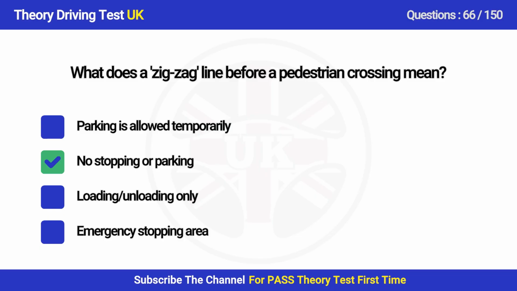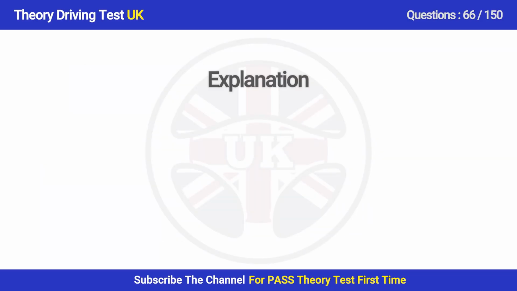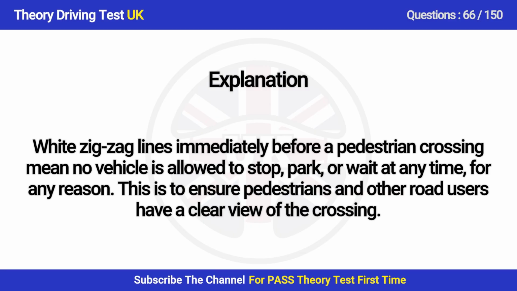Answer is B. No stopping or parking. White lines immediately before a pedestrian crossing mean no vehicle is allowed to stop, park, or wait at any time, for any reason. This is to ensure pedestrians and other road users have a clear view of the crossing.